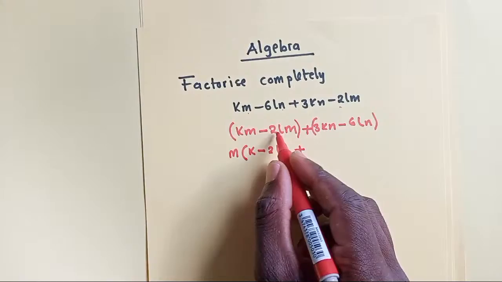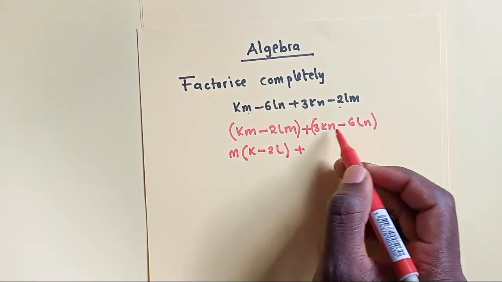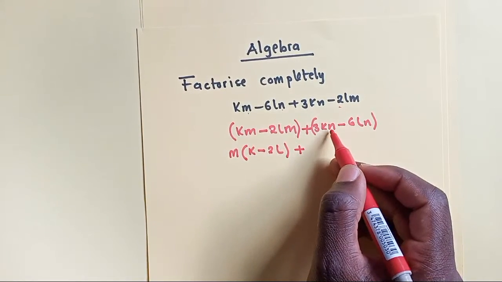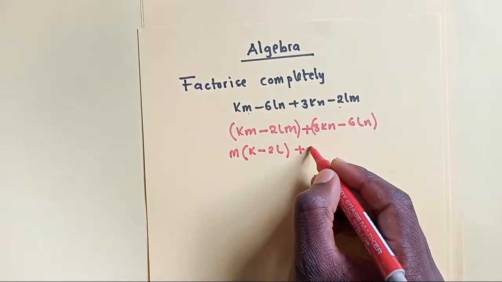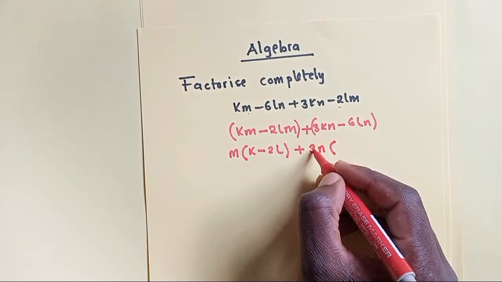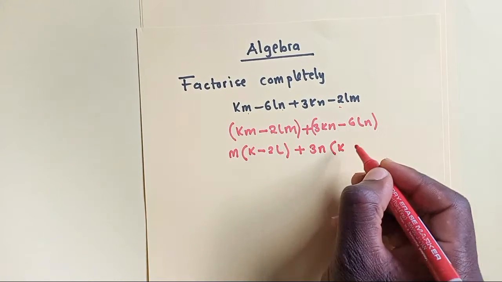Here we're done with this set. We come to this. So what is it that is found here and here? It's 3 and n, because 3 can go into 6. There is n here and n here. So say 3n outside the brackets. So 3 and 3 will cancel. n and n will cancel. We'll just remain with k here.